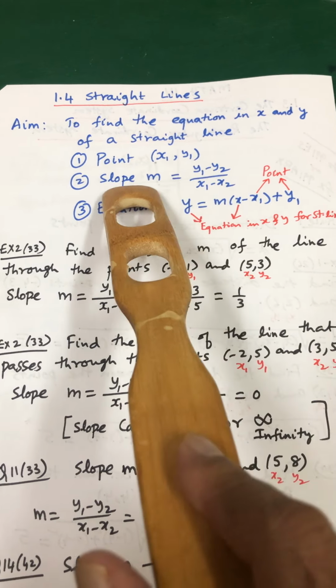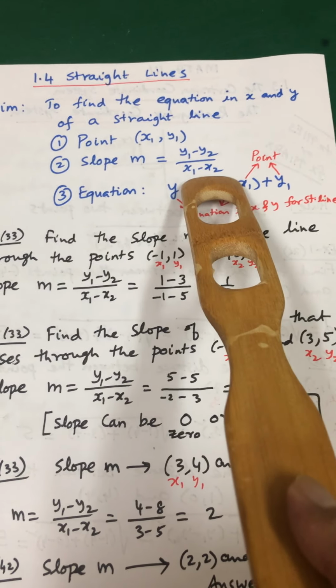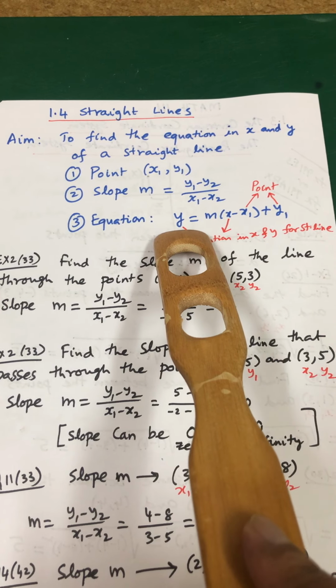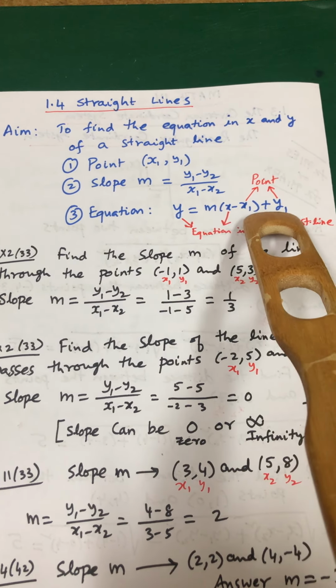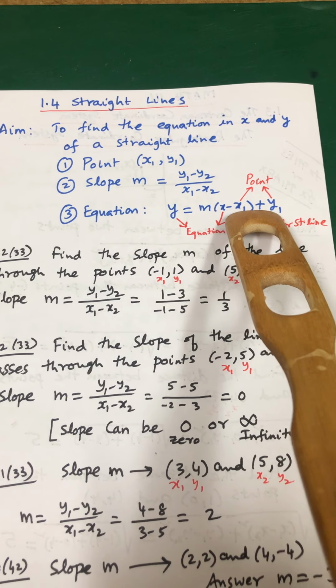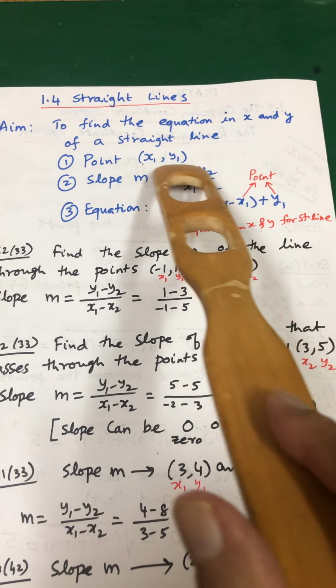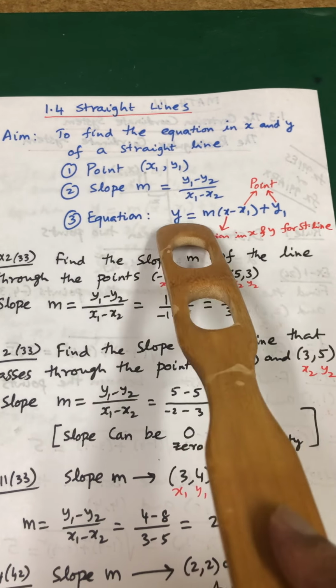Point is called x1, y1. Slope, here is the formula, m is equal to (y1 minus y2) over (x1 minus x2). And the formula for the equation is y is equal to m multiplied by (x minus x1) plus y1. Here x1 and y1 are the point, and m is the slope. From the slope formula you will get the slope m.